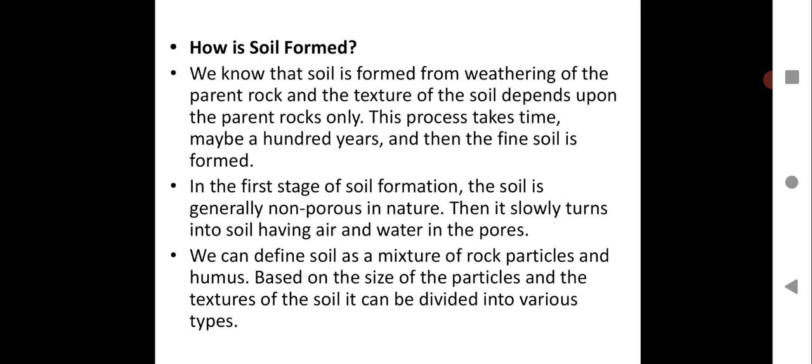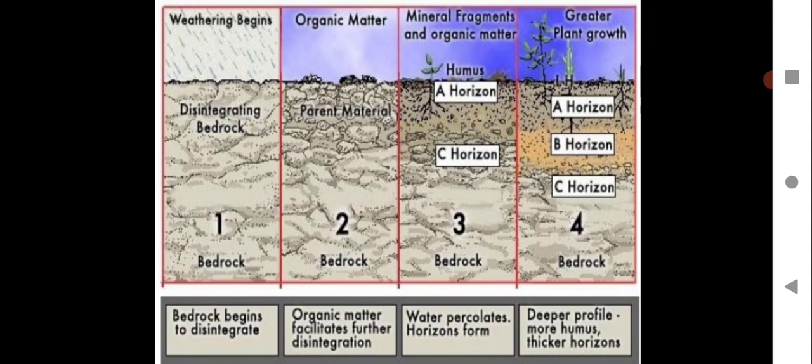And we can define soil as a mixture of rock particles and humus. Based on the size of the particles and the texture of the soil, it can be divided into various types. So this is how soil is formed, and it has different types. The criteria for different types of soil are the size of the particles and the texture of the particles, which are extremely important to decide a particular type of soil. So let us see first of all how the formation of soil takes place, and we will see different types of soil in the next slide.